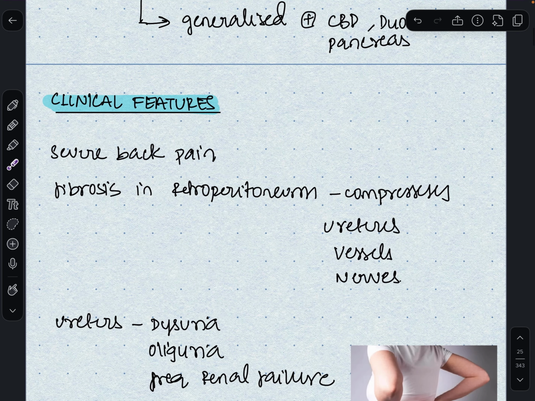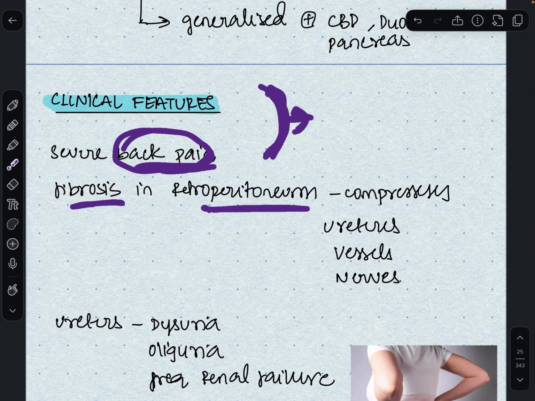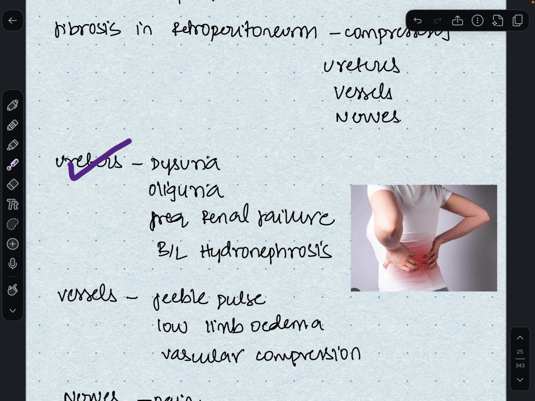And in the clinical features, it is a retroperitoneal fibrosis. So you'll see this back pain, right? Because it's a retroperitoneal fibrosis, you can see the back pain, and also fibrosis in the retroperitoneum, which can compress a few things like ureter, vessels, and nerves. So in the ureter's compression, there will be dysuria, oliguria, and then frequent renal failures and bilateral hydronephrosis.